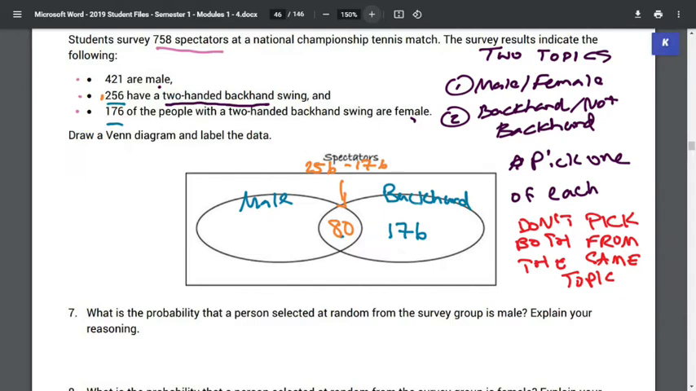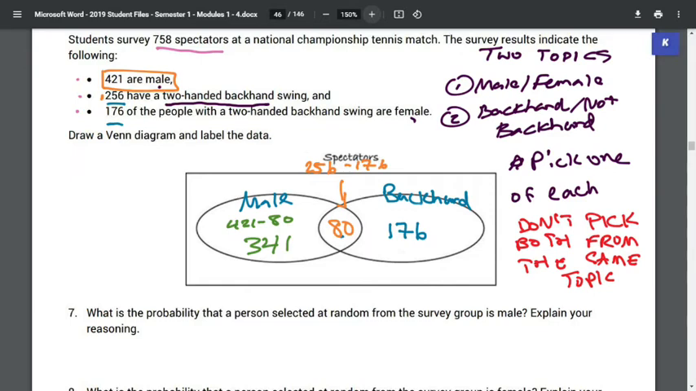So next thing I need to do, I can figure out how many males do not have a backhanded swing, because it tells me this right here. Switch colors, of course, but it tells me that I got 421 males. I know of those, 80 have a backhanded swing. So I am going to subtract those two numbers, and I'm going to get 341. So 341 males do not have a backhanded swing. 80 of them do, 341 of them don't. When I add these two numbers together, I'm going to get that 421 as the total number of males.